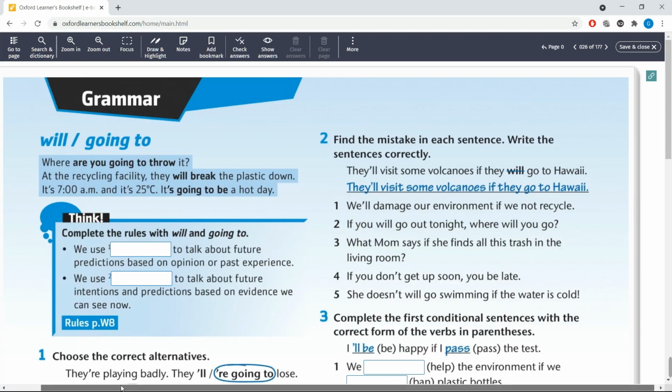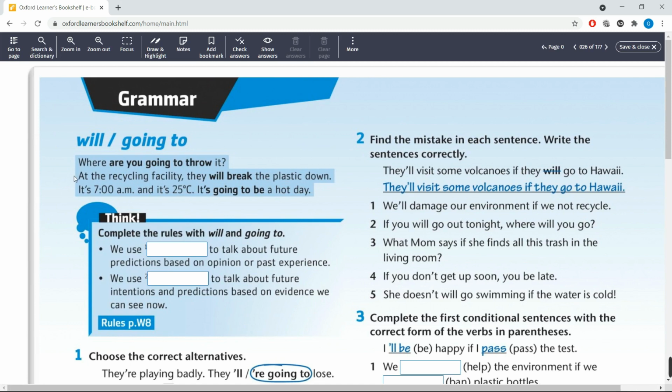Now you might be wondering, what's the difference between will and going to? Because yes, they are similar, but there is a difference. Okay? So, we use going to when we are talking about future intentions, yes, and predictions based on evidence we can see now. Entonces usamos el going to para hacer predicciones cuando tenemos evidencia que vemos ahora.